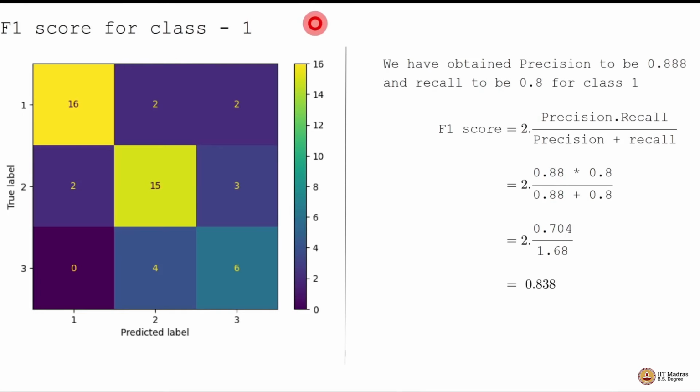Next we move on to F1 score for class 1. We have already calculated the precision and recall previously for class 1, and just substituting it in the formula is going to give us this particular value. Likewise, we can calculate the value of precision and recall for class 2 and 3 as well, put it in the formula and get the F1 score corresponding to it.